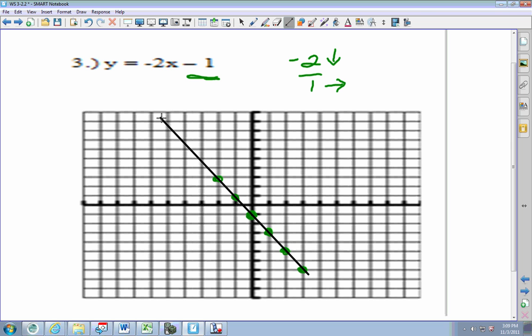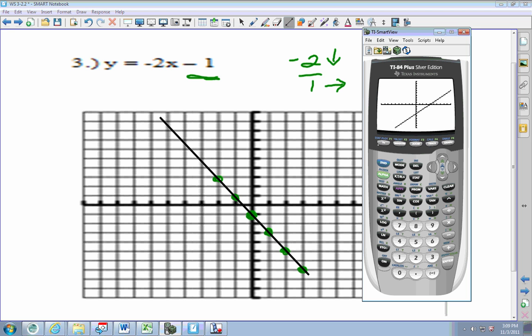There we go. You want to always go in the calculator and make sure that you did it right. So let's go in there and put in -2x minus 1 and press graph. The line is decreasing. It's going down and it crosses down there.